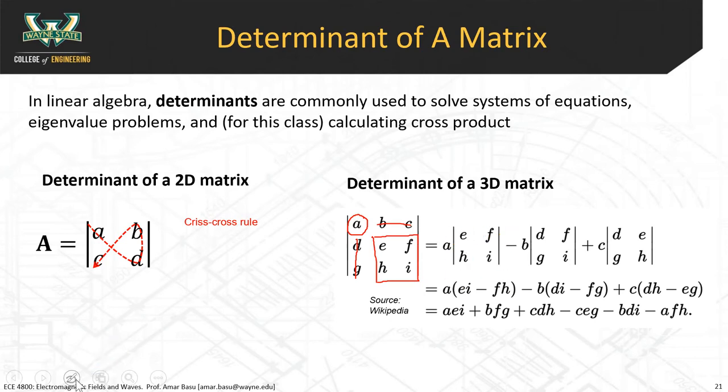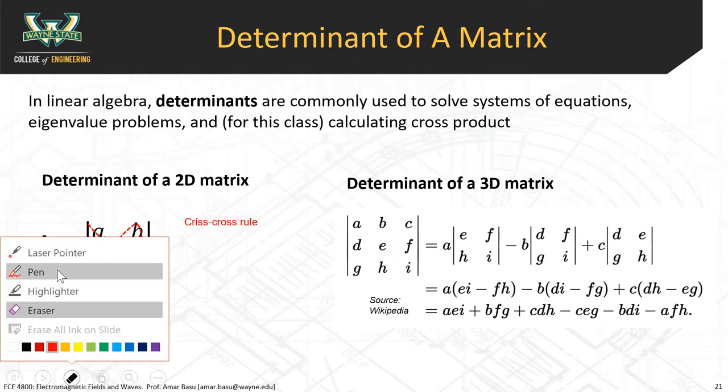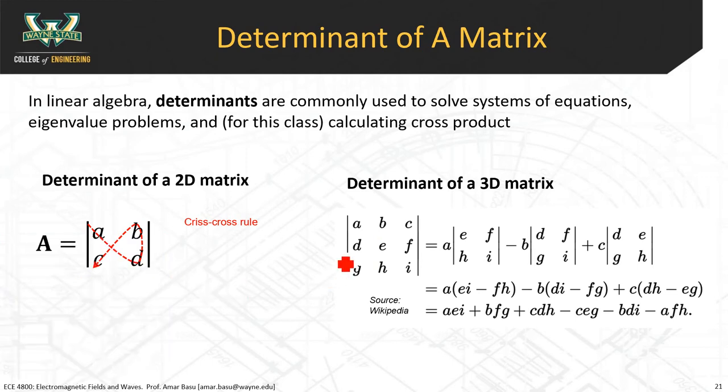Then we do the same sort of thing for the other elements of the first column. Let me show you what I mean. We did that for A. Now we're going to do the same thing for B. So now we're going to circle our B here, and we're going to cross out everything that's in the same row as B and everything in the same column as B. Now we're left with this one and this one here.